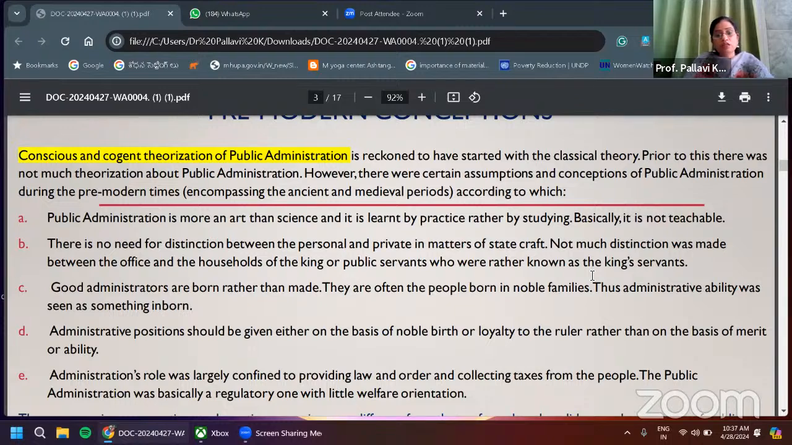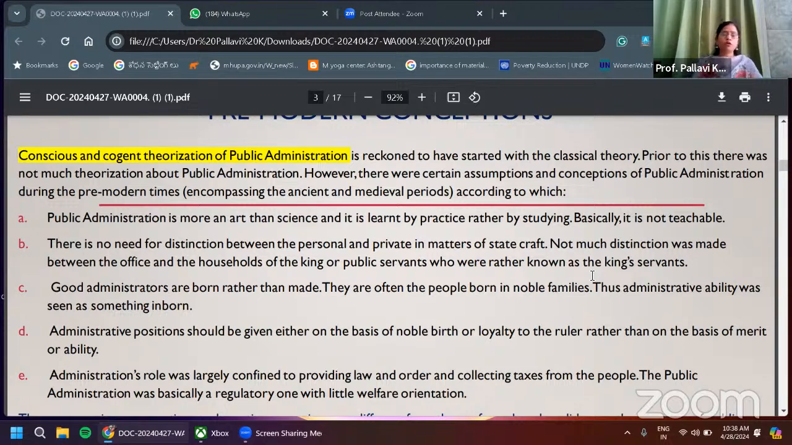And it is learned by practice rather than by studying. When we study public administration, we talk about certain principles, which we will discuss in the coming classes, that can be adopted by all in all organizations. Here, in these conceptions, they believe public administration cannot be learned by studying, but only comes by practice. It also cannot be taught from one person to another. The art of public administration cannot be shared or taught to people. That is the basic assumption.